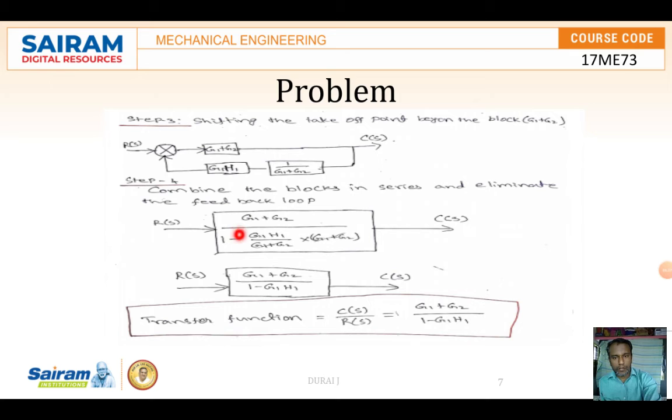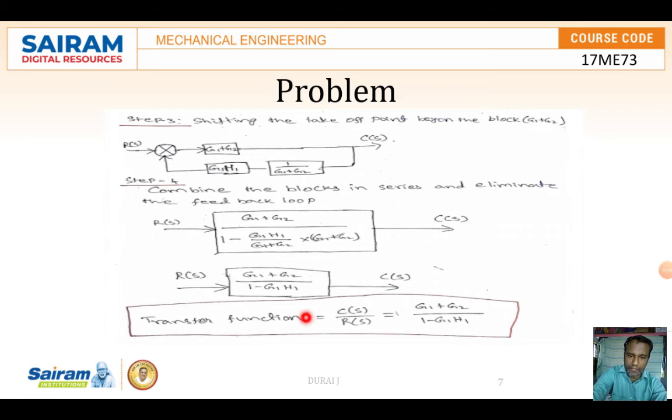So you can apply the feedback loop formula. It will become (G1 plus G2) divided by 1 minus G1 H1 divided by (G1 plus G2). So (G1 plus G2) into (G1 plus G2), so these two things will be cancelled. The equation will become (G1 plus G2) divided by 1 minus G1 H1, into C(s).